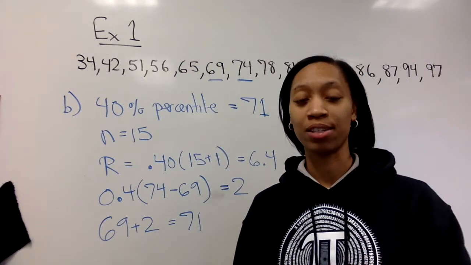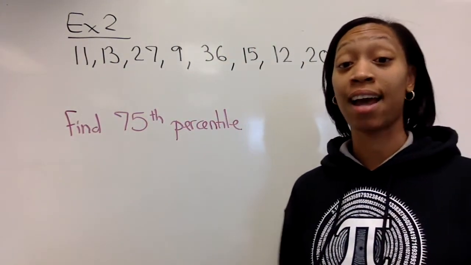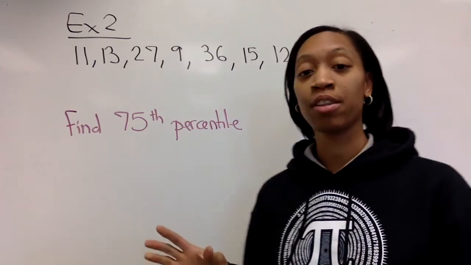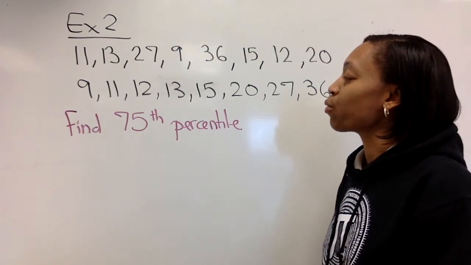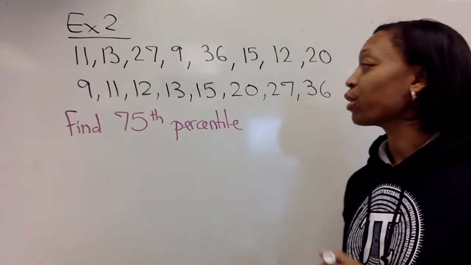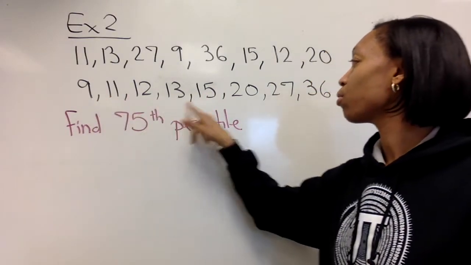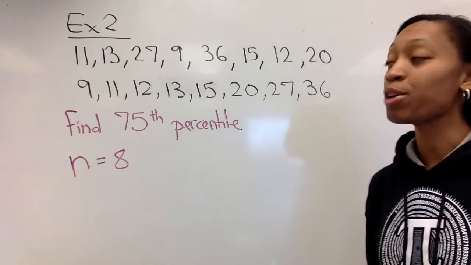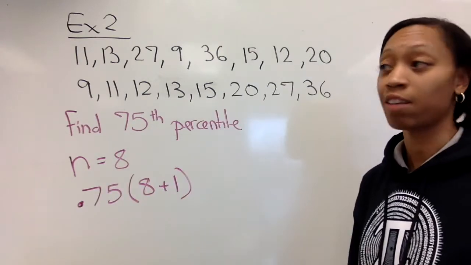Okay, let's do one more example. Let's see if we can find the 75th percentile of this data. The first thing here is that the data has to be in order, so let's put the data in order from smallest to largest. Now that the data is in order, to find the 75th percentile, we're going to multiply. How many things do I have here? 1, 2, 3, 4, 5, 6, 7, 8. Looks like n is 8. So we're going to multiply 8 plus 1 by 0.75, and this is going to give me my rank.